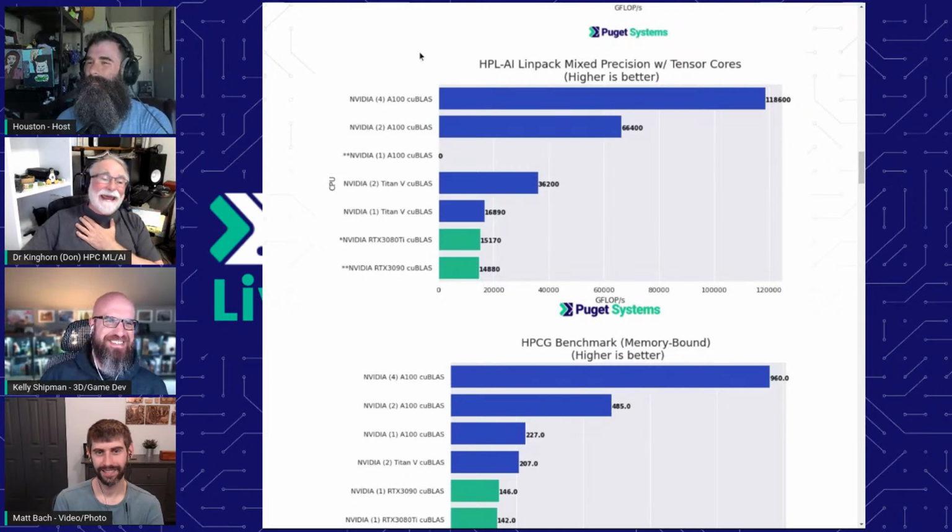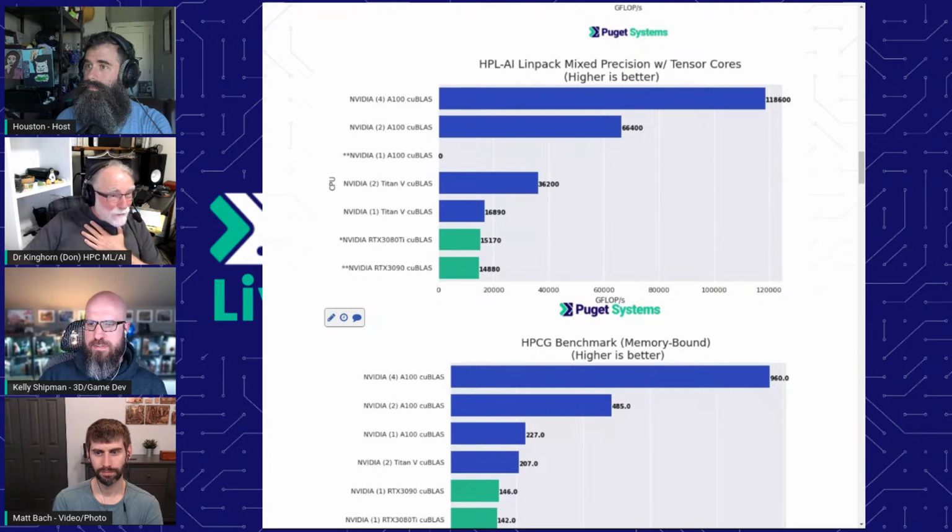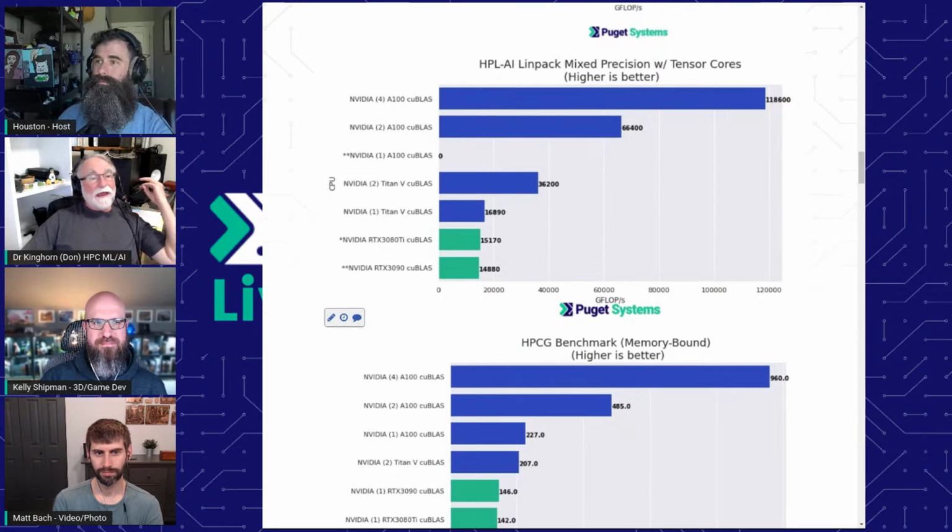The HPL AI is a lower precision version of that same benchmark. They've recently added this into supercomputer testing because machine learning is becoming very important on supercomputers. When you do this, you see these numbers go way up down here. This is now 15 teraflops on that 3080 Ti, compared to 500 on the double precision. So the single precision on these GPUs is great.